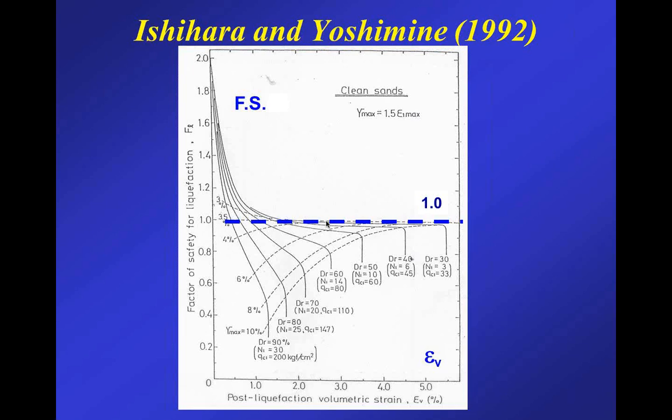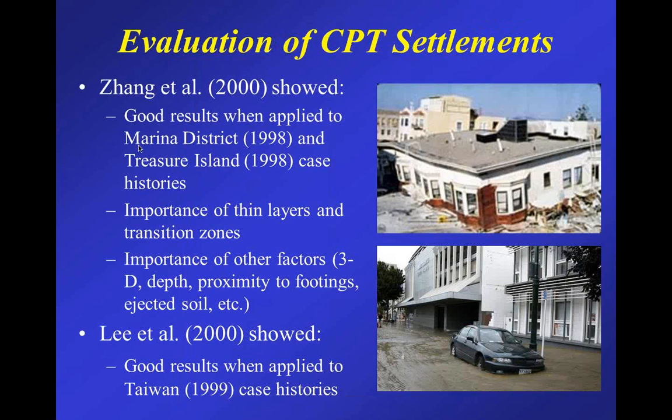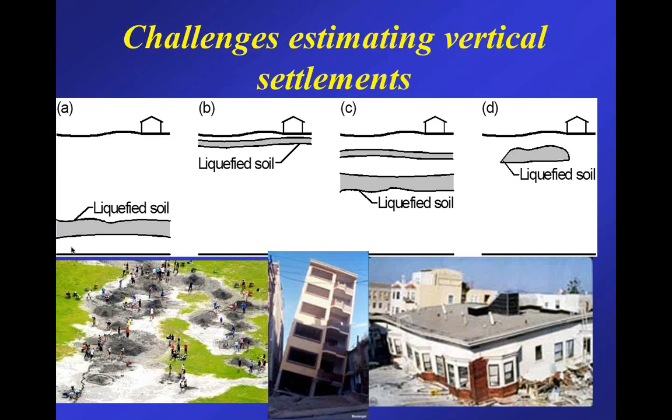But what it also shows is if your deformations become very large, volumetric strains rapidly go up to about 5% and then 20%. But you see that for denser soils, with a normalized cone resistance of around 100, even when the factor of safety gets less than 1, volumetric strains are less sensitive to what the factor of safety is, and the shear strains are limited. So the Zhang method gave good results for the Marina District and Treasure Island. It also showed the importance of thin layers and transitions, three-dimensional factors, and proximity, with results in Taiwan.